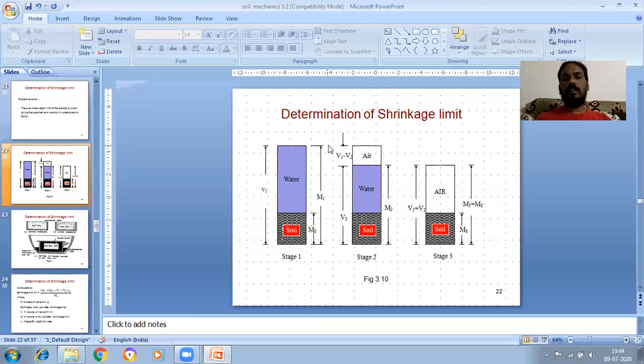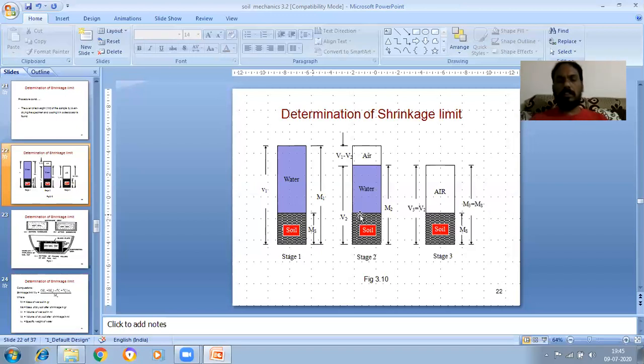Now next, determination of shrinkage limit. You see here, this is stage 1. What is this? Total volume is V1. The soil mass is Ms, and the water mass, let us say, is Mw. So total mass is M1, and total volume is V1. The soil solids mass is Ms.